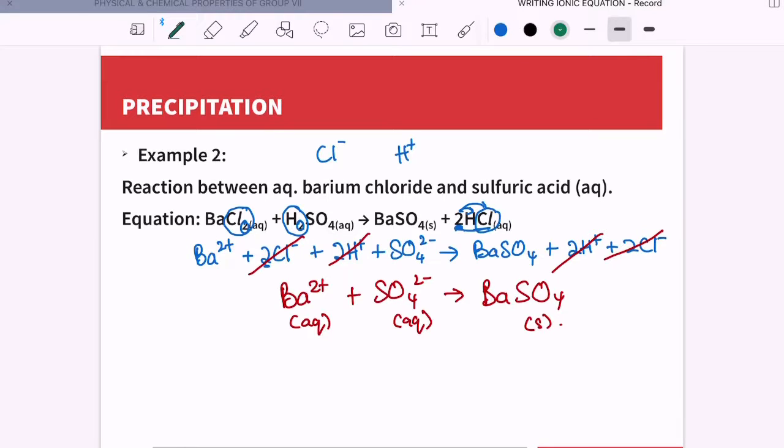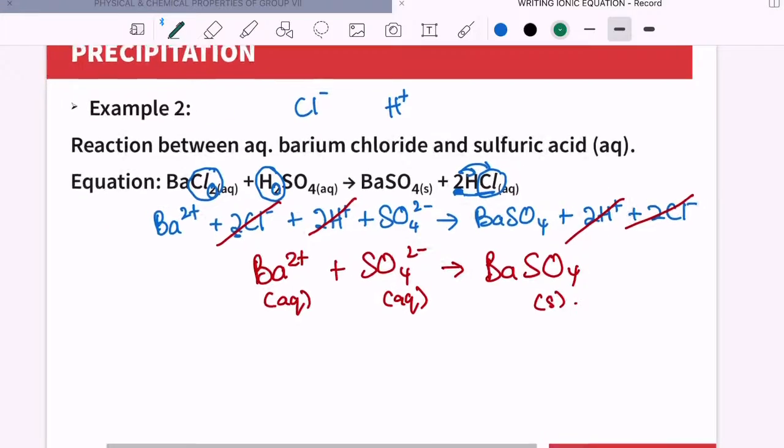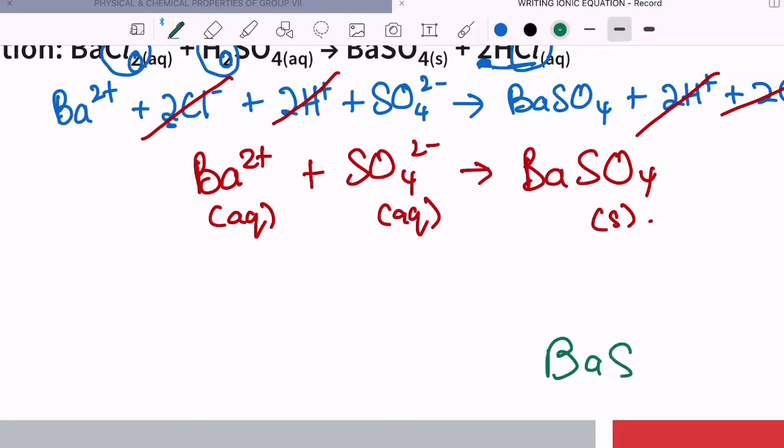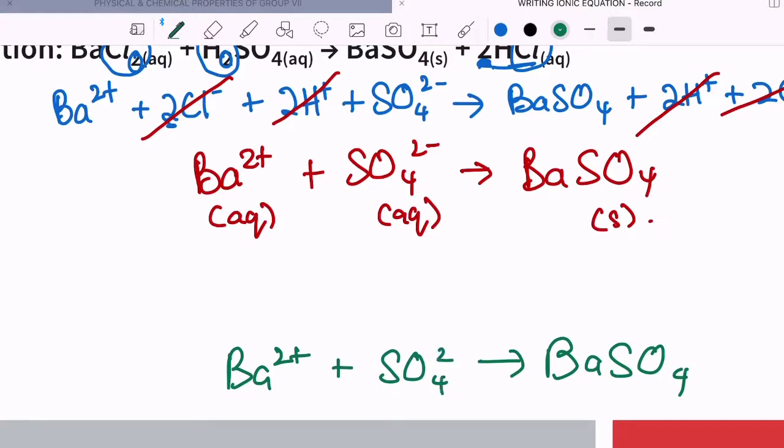Same goes with this example, example 2. If you know these two aqueous solutions will produce barium sulfate, which is the precipitate, and the question asks you to write down the ionic equation for this reaction, the first thing I'll do is, I know the product is barium sulfate, so I'll just write barium sulfate first, then followed by the arrow, then identify the ions. The ion for barium is Ba2+, and for sulfate is SO4 2-.